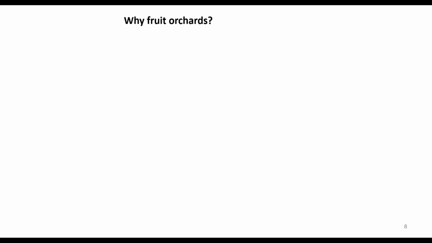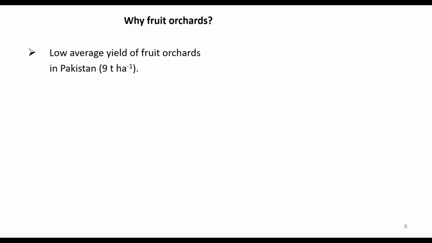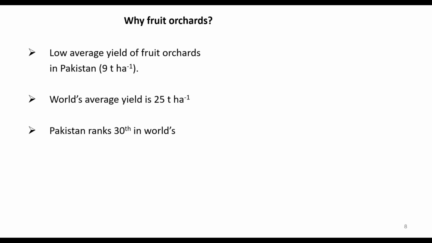First of all, I will go into why we selected fruit orchards. Actually, the average yield of fruit orchards in Pakistan is very, very low. That is about 9 tons per hectare. It is very low, and the situation is very alarming when it is compared with the world's average yield of 25 tons per hectare. With this lower average yield, Pakistan ranks 30th in world fruit production.